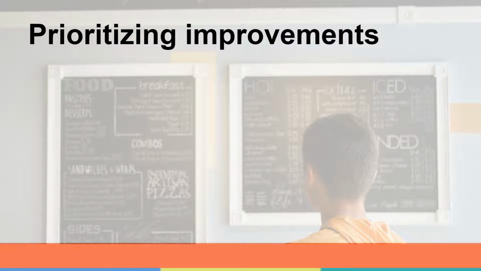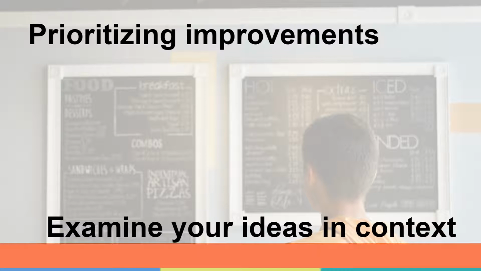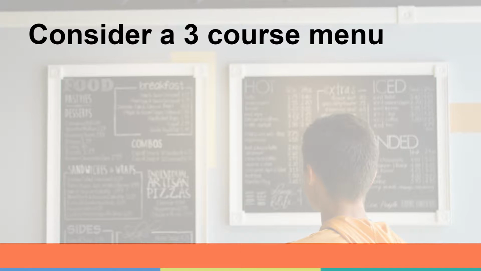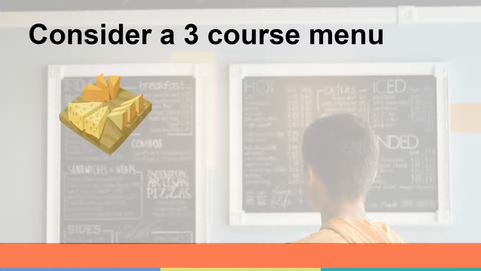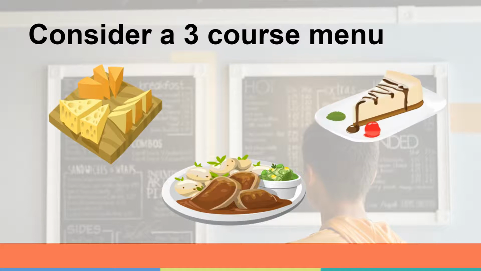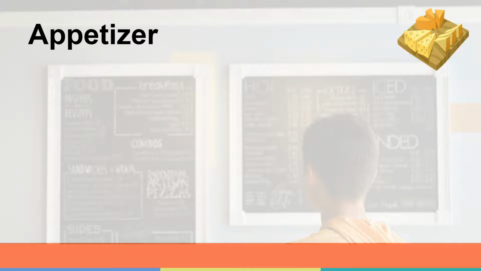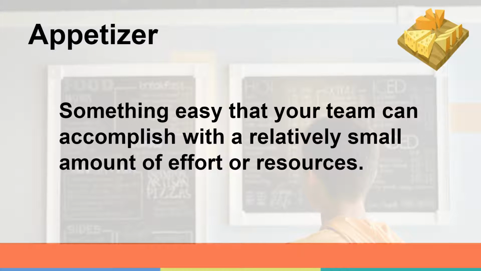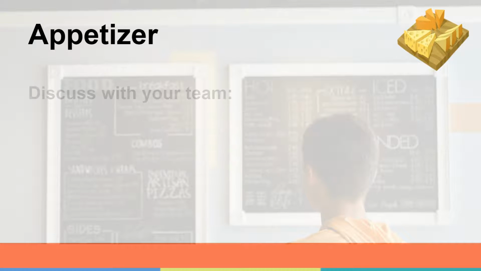For this process, we will continue our menu analogy from earlier. We will go over prompts that will help you examine your improvement ideas in context. Consider a 3-course menu, one that has an appetizer, a main course, and a dessert. The appetizer refers to something easy that your team can accomplish with a relatively small amount of effort or resources.